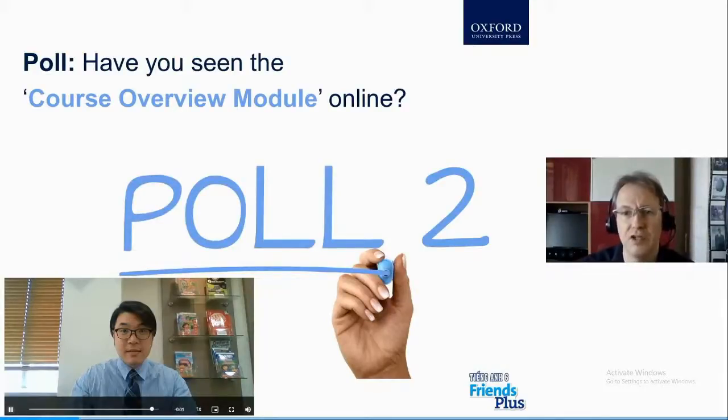Okay, so let's take a look at the polls tab, and you can see the responses under the closed section. So it looks as though the majority of you, 44% of you, have seen the course overview module online, which is great. 38% of you say you haven't seen it. And 19% of you say you don't know what that is. Well, don't worry. At the end of this webinar today, I will share links and information for you so that you can go onto that anytime to learn more about Tieng and 6 Friends Plus.